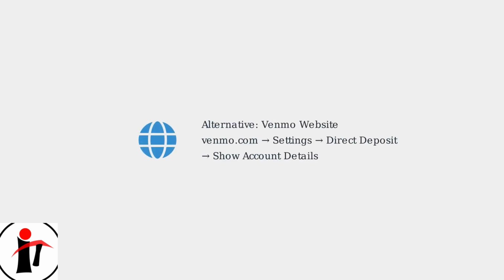Alternatively, you can access this information through the Venmo website. Simply log in to venmo.com, navigate to Settings, then Direct Deposit, and click Show Account Details after completing identity verification.